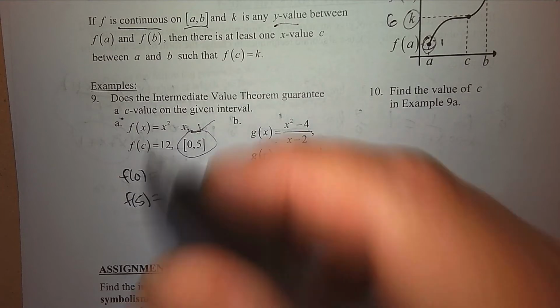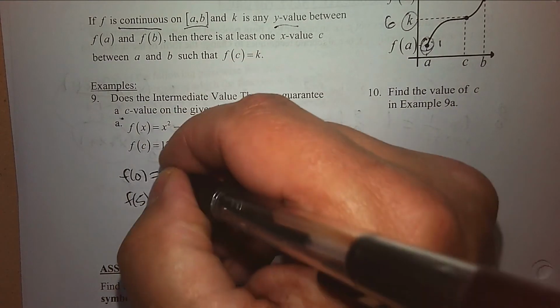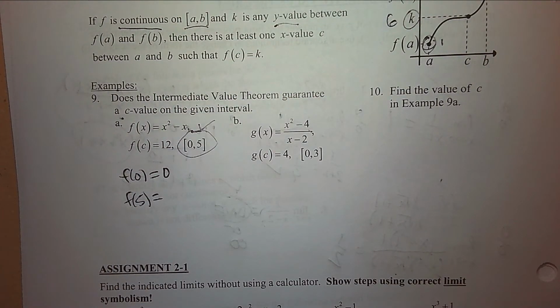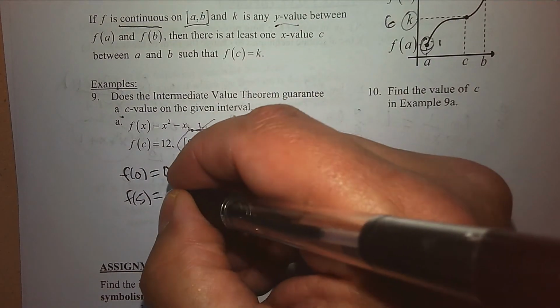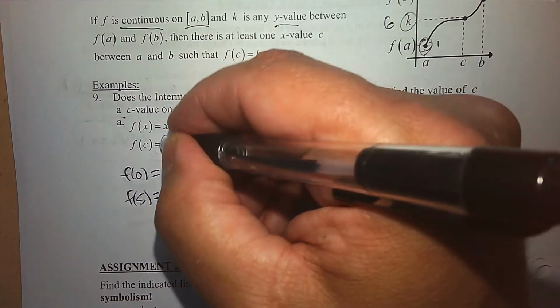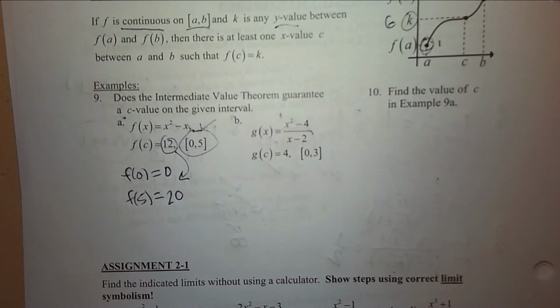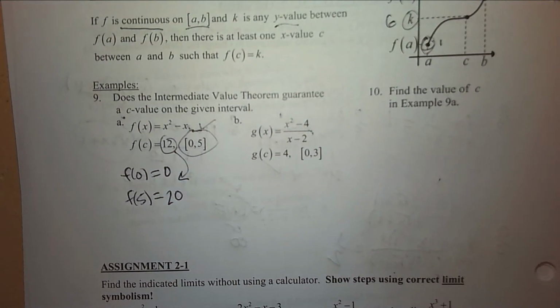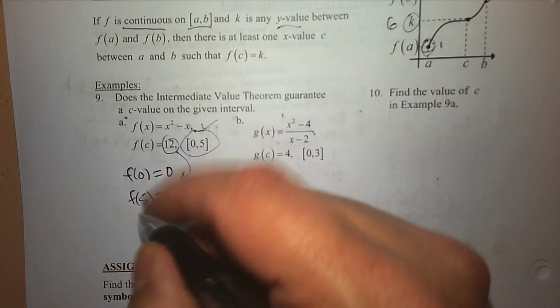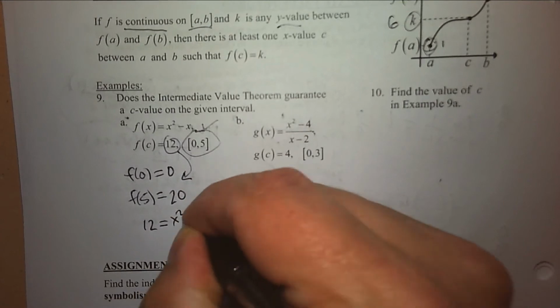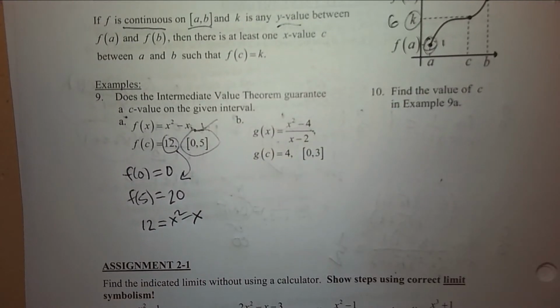So if you plugged 0 into the function, what's the answer? If you plugged 5 into the function, what's the answer? 20. If this y value is in between 0 and 20, then a point exists. Is that true? Yes. So how would I find it? I take the function and make it equal to 12 and solve it. So the function was x squared minus x. That y value, that 12, exists. What's the x coordinate that goes with it? Because it exists.